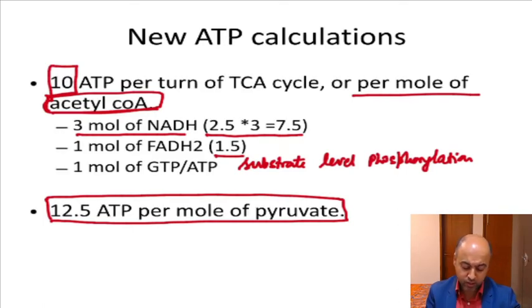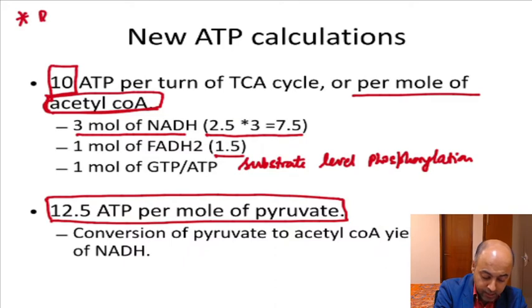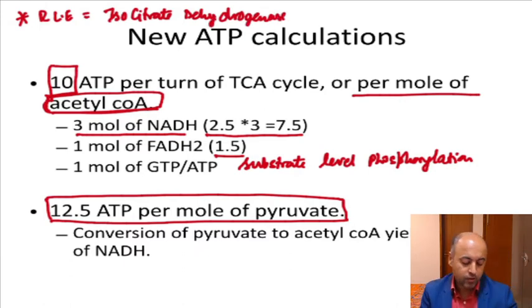One extra point which I wanted to mention here about the Krebs cycle. Here the rate limiting enzyme is isocitrate dehydrogenase. The rate limiting enzyme is isocitrate dehydrogenase.